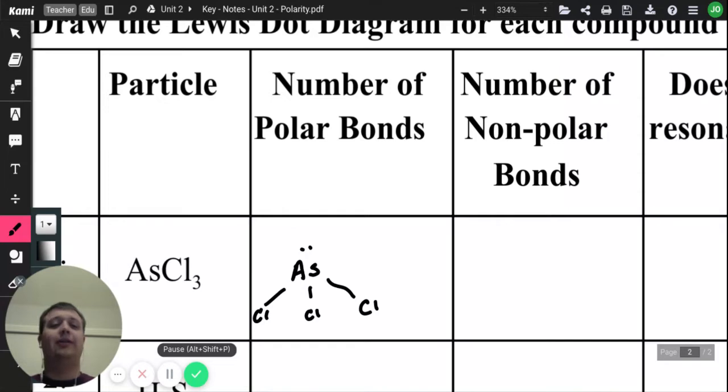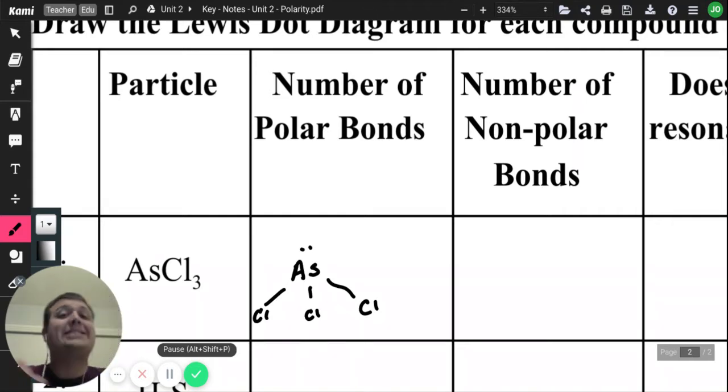Chlorine has an electronegativity of about 3. So my difference in electronegativity is really about 2. A very big difference in electronegativity. Okay? So looking at this, if I know that, what that tells me is that there are going to be polar bonds that happen here, right?